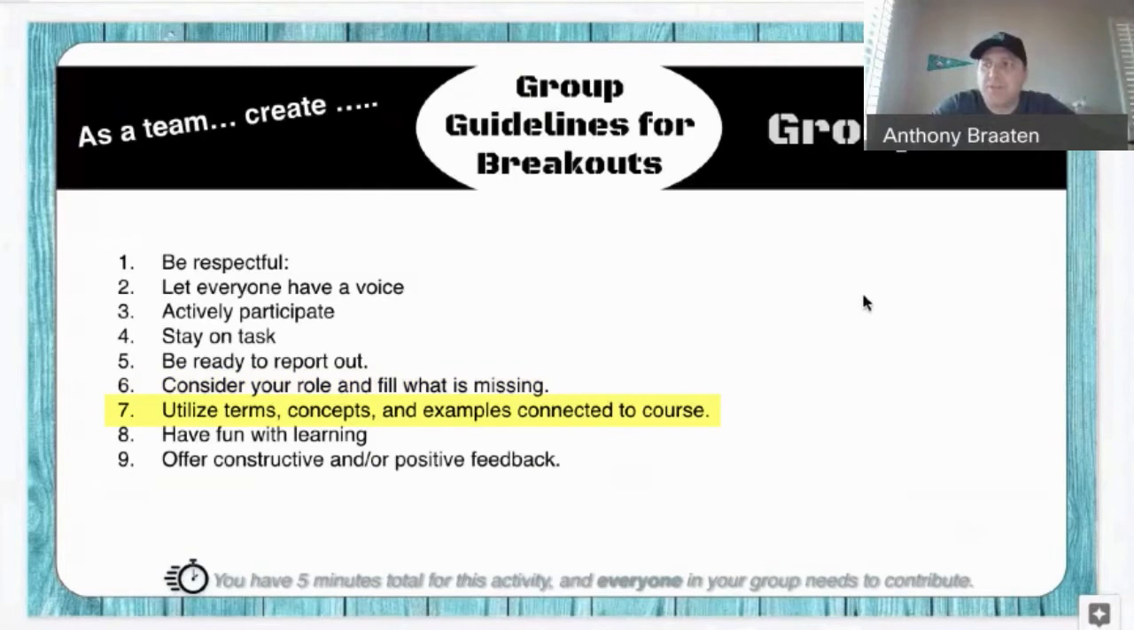Utilize terms, concepts, and examples connected to the course. But we always like that. We want them to show that learning and demonstrate that learning. Have fun with learning. I think that was a big piece there too, is that if they come into it with the right attitude, they're going to come out of it with so much more. And then offer constructive and or positive feedback to your peers.